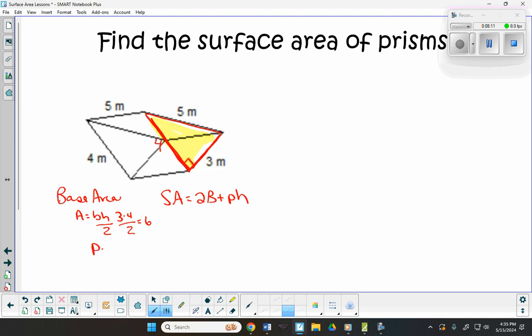And then the perimeter would be 12 again. It just so happens to be the same. So 2 times 6 plus 12. And the height is the distance between the two triangles, which is 5. So that would be 72 square meters.